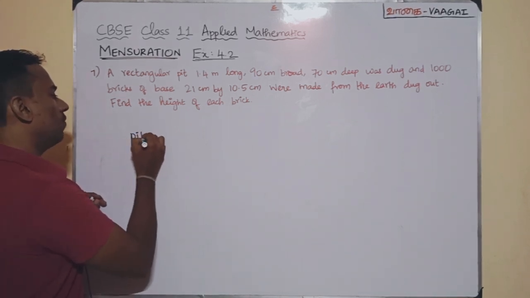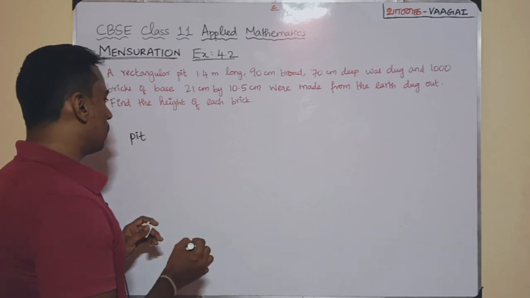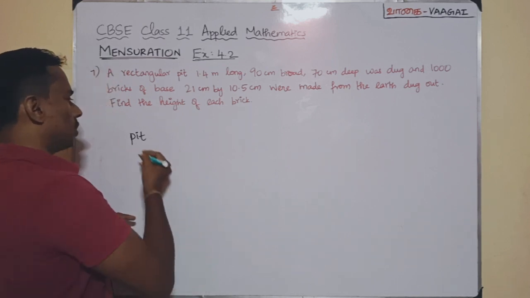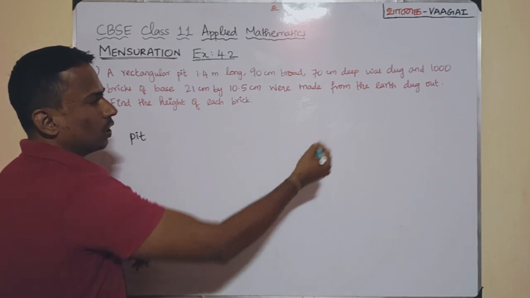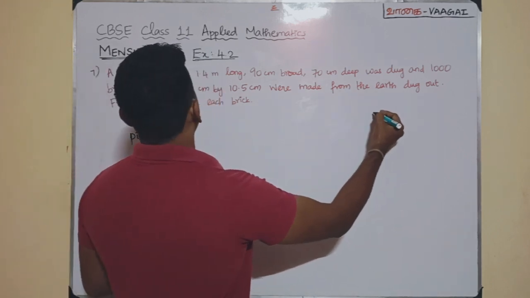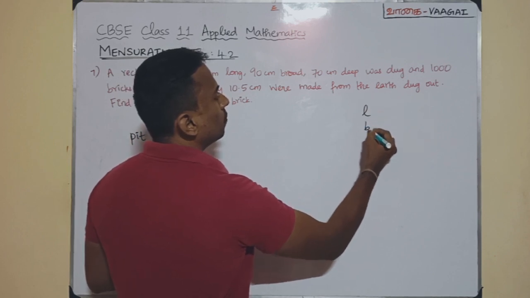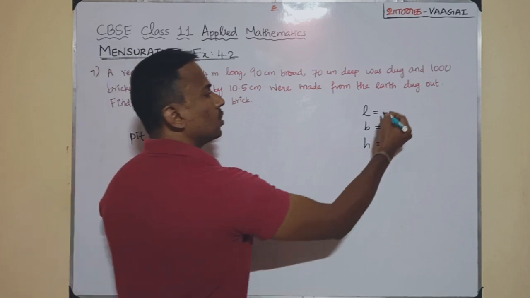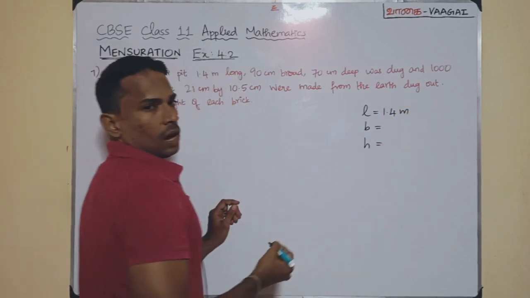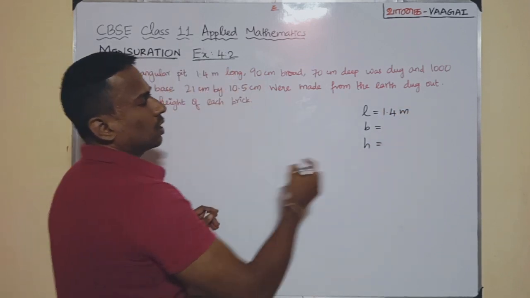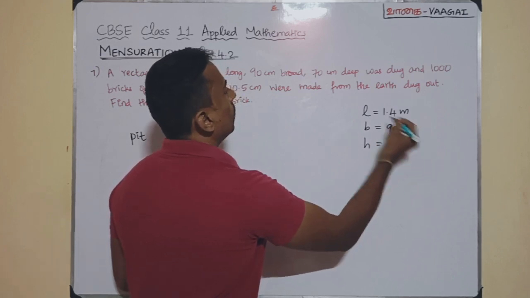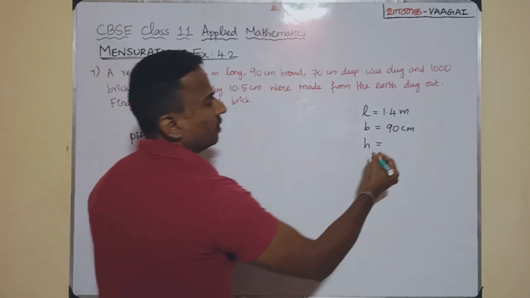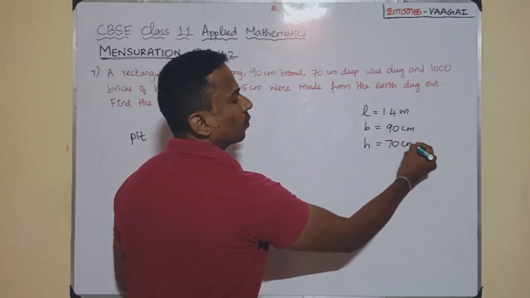So first of all we'll take the pit's dimensions. Since this pit is going to be a cuboid, I'll note it separately here. The length, breadth and height are going to be: this is 1.4 meter long they gave. So 1.4 meter. And next, breadth is 90 centimeter. And the height is the depth of the pit, which is going to be 70 centimeter. We'll take it to be the height.